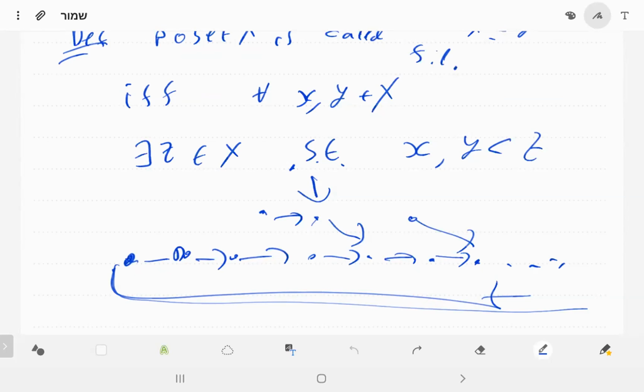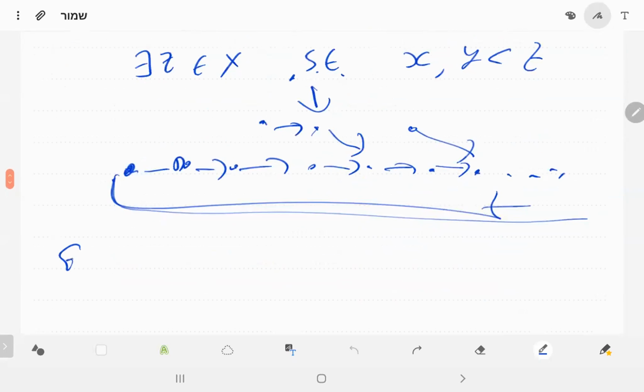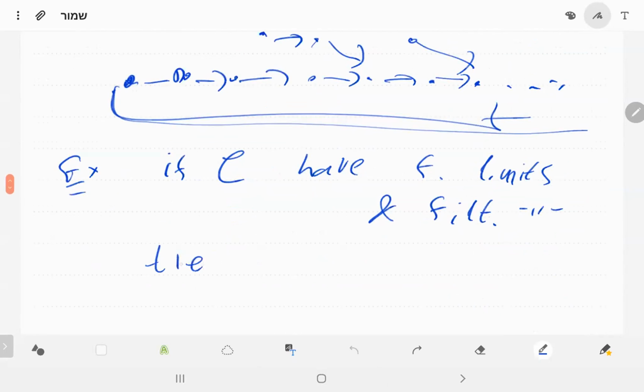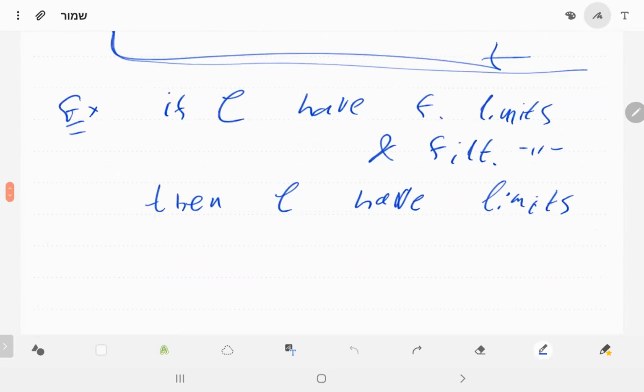But you can do it with filtered limits. If you have finite limits and filtered limits, then you have all of the limits. Maybe an exercise: if C has finite limits and filtered limits, then C has arbitrary limits. And the hint is very simple. If you have a diagram, you can consider all its finite subdiagrams. It's a big collection, and this collection is filtered.